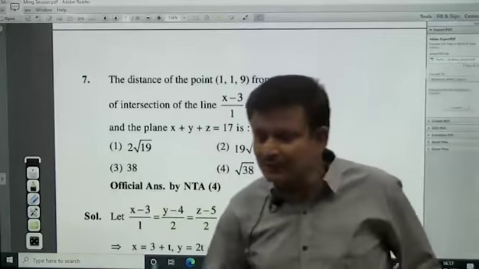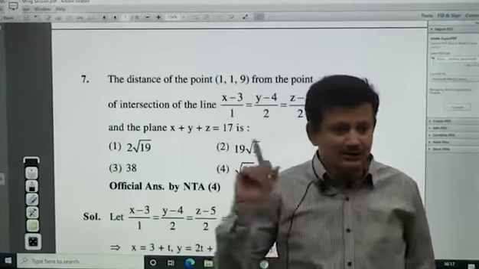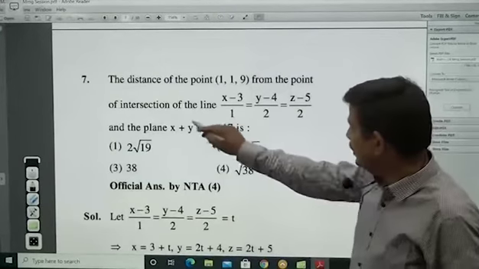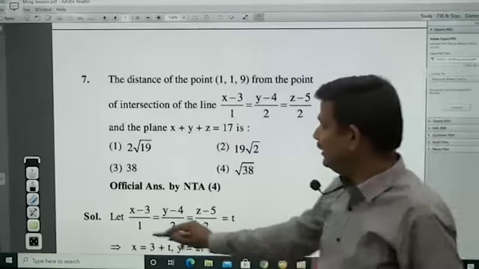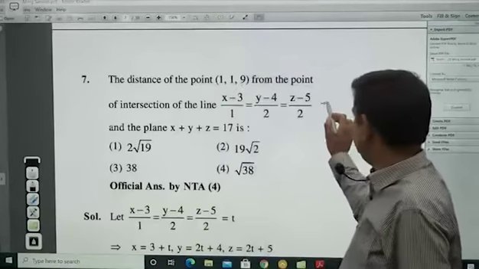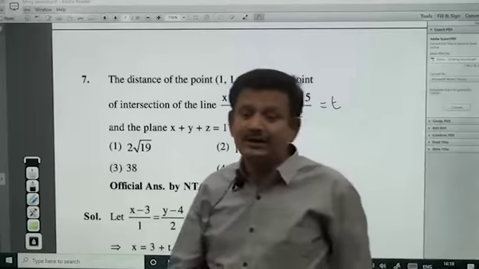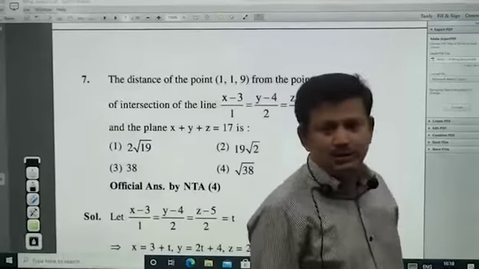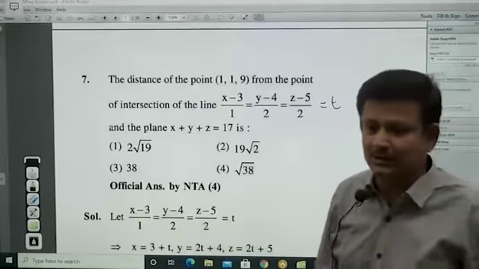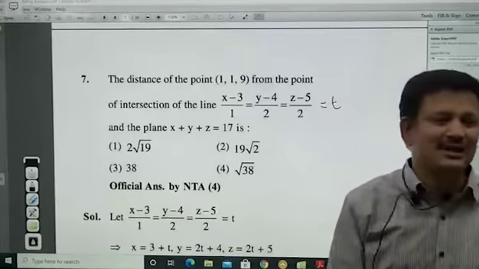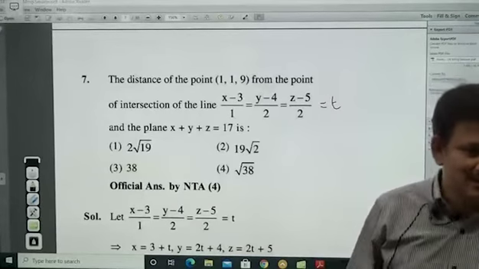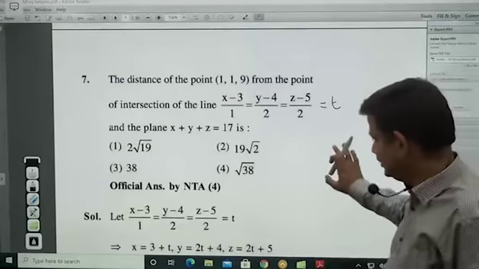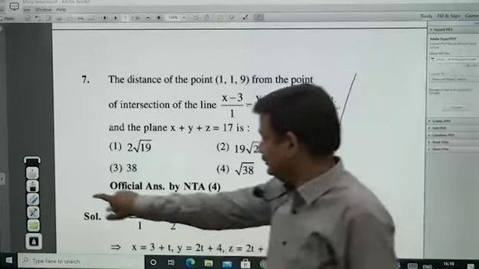Planes are regularly asked, and in this question paper they ask twice. So what will you do? Point of intersection of line and plane. Line and plane, how will you solve? Equate this to t. Write the point in terms of t: t plus 3, comma 2t plus 4, comma 2t plus 5. That will be the point. What is the specialty of this point? It will lie on this plane. Substitute, get the value of t. You get the point. Then he is asking distance, nothing much. That is what you have to do. That is what he has done.